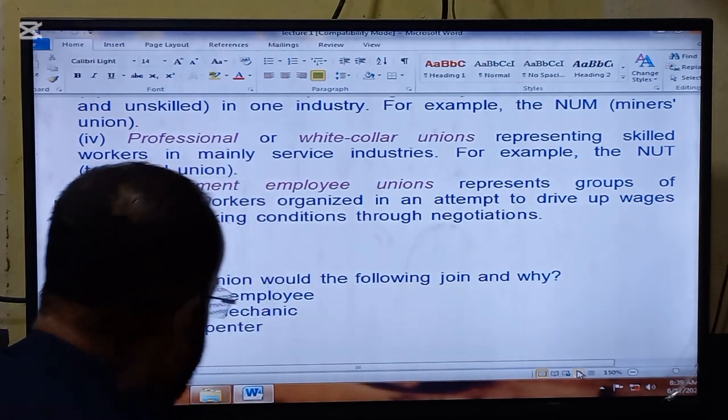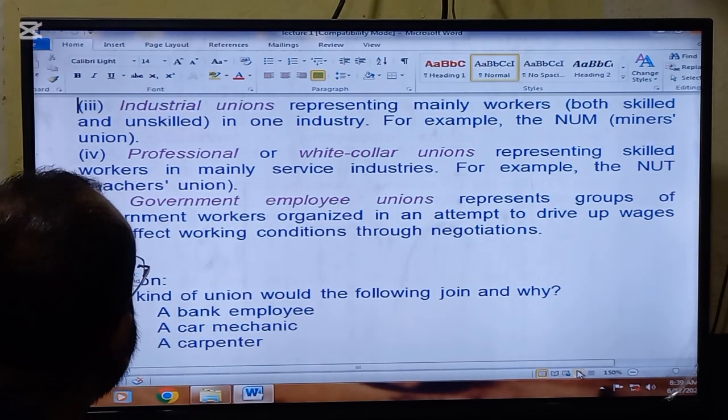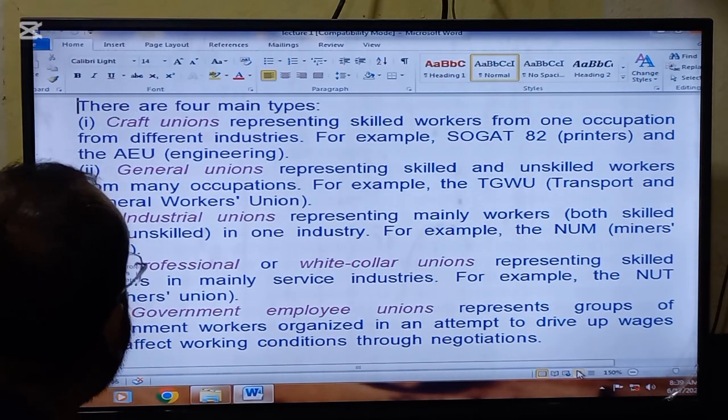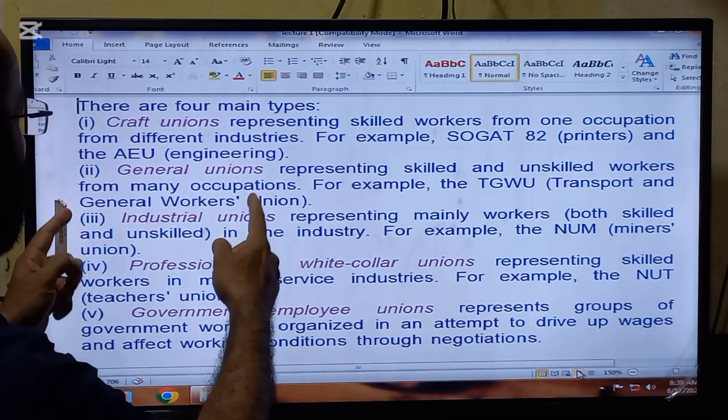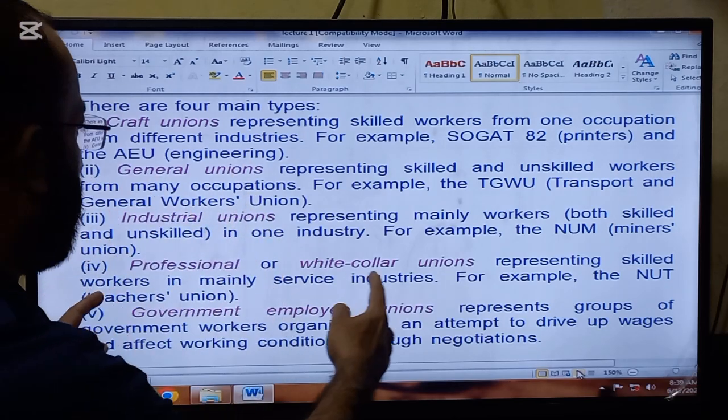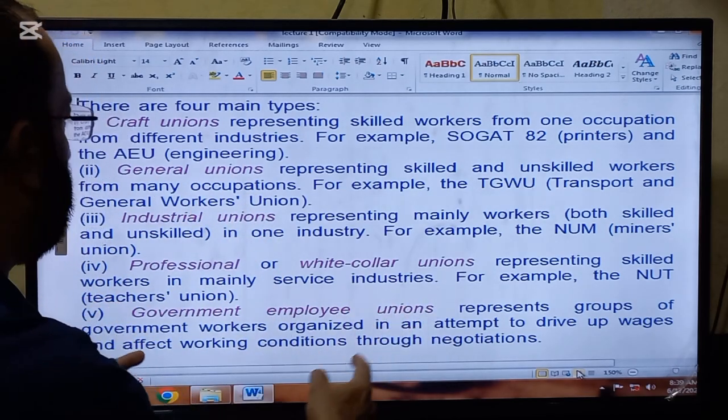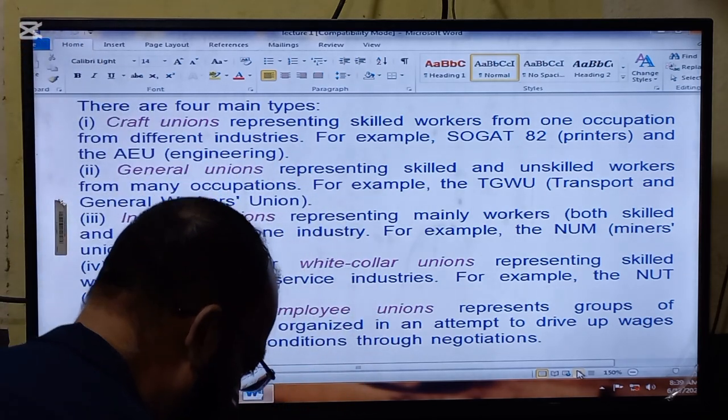So the unions which you have learned right now: craft union, general union, industrial union, professional or white collar union, and company employees. So these are the types of the unions.